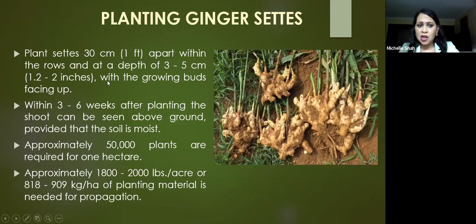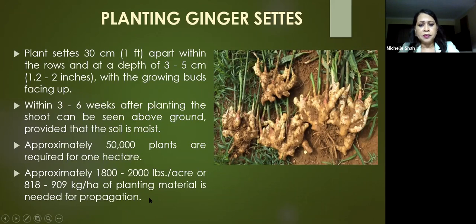Within 3 to 6 weeks after planting, the shoot can be seen above the ground, provided that the soil is moist. Approximately 50,000 plants are required for 1 hectare, and approximately 1,800 pounds per acre or 800 kilograms per hectare of planting material is needed for propagation.